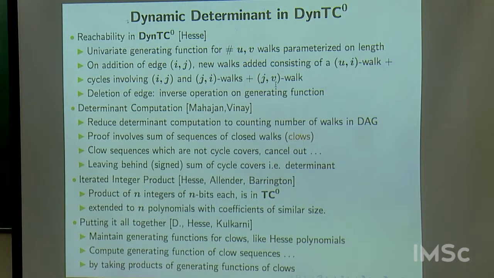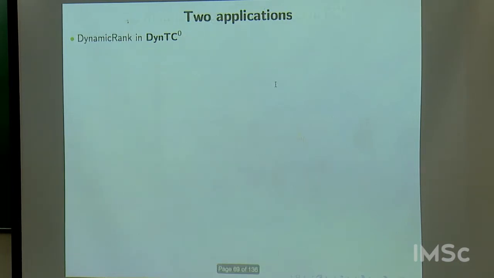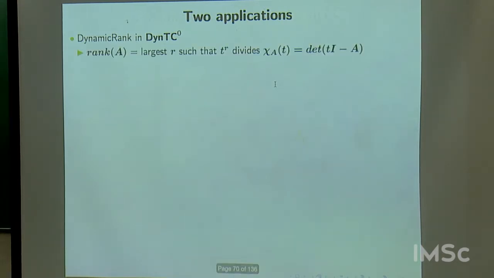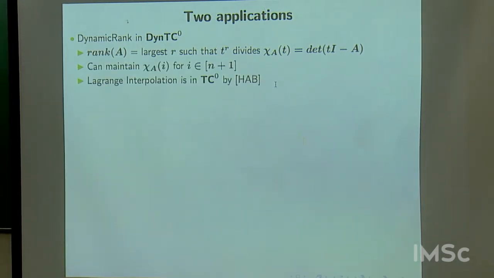Okay. So now this has two applications. One is dynamic rank in TC0, which is simple because you just look at the characteristic polynomial of a matrix A, and you plug in and use Lagrange interpolation to determine the characteristic polynomial, which gives you the rank. Correct? So again, this is very simple.